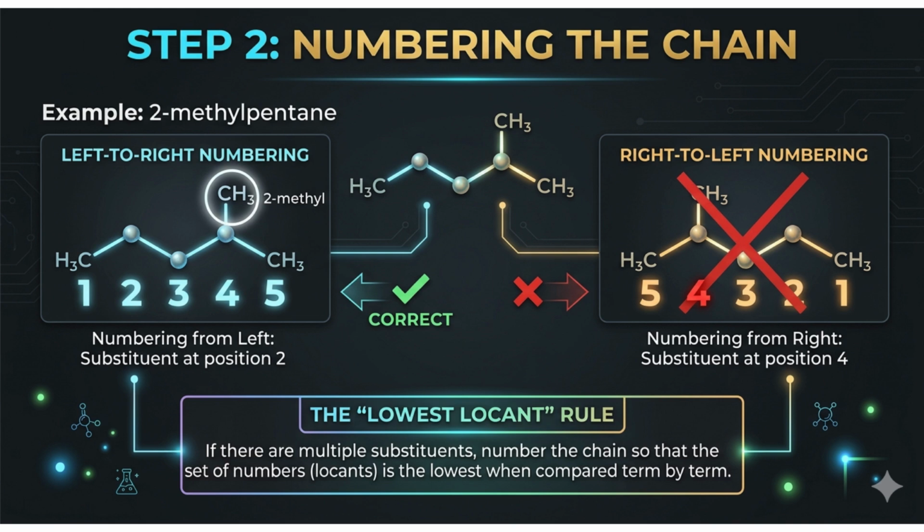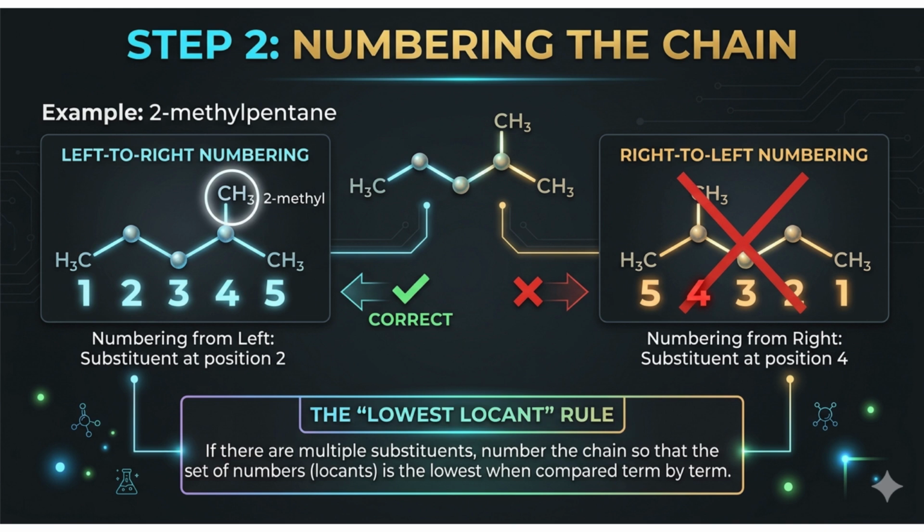Now, compare that to the box on the right. If we start numbering from the right side, that same methyl group doesn't show up until we reach carbon number 4. This would give us 4-methyl. In IUPAC naming, lower is always better. Because 2 is less than 4, the left-to-right numbering is the only correct way to do it. You can see the big red X over the right-hand box. That's a mistake you want to avoid.